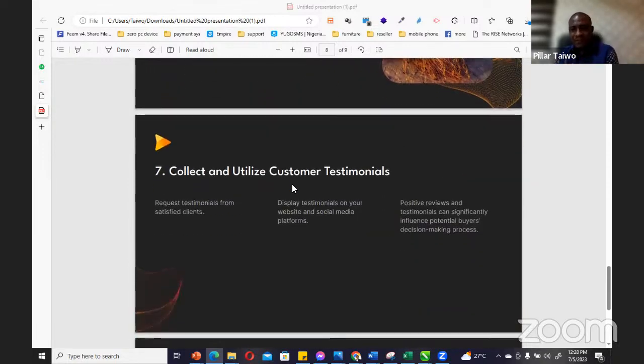And lastly, one of the things we're going to look at is how you can collect and utilize customers' testimony. That is why whenever we do programs, go for inspections, or go for allocations, we get feedback, because it is very, very critical. You must collect customers' testimony, and it is very important in your business. When you help somebody to locate, find, or buy a property, get feedback and testimonies from them.